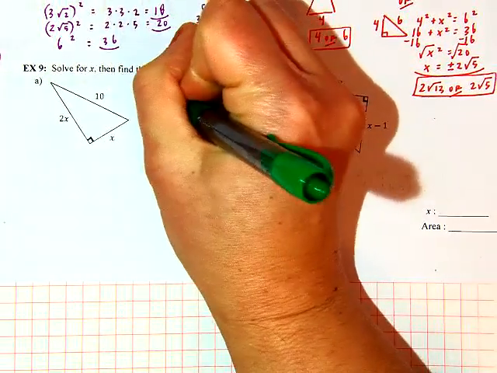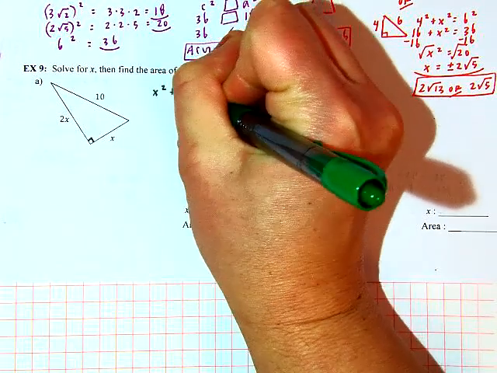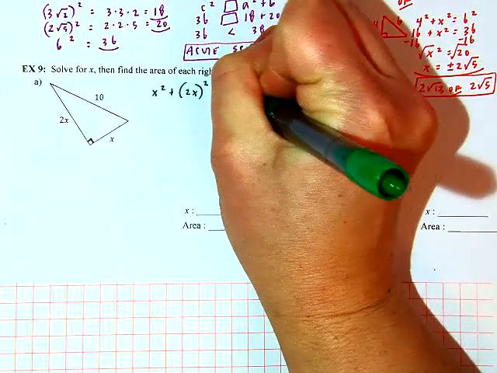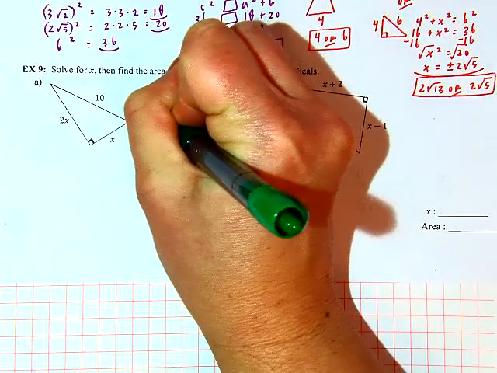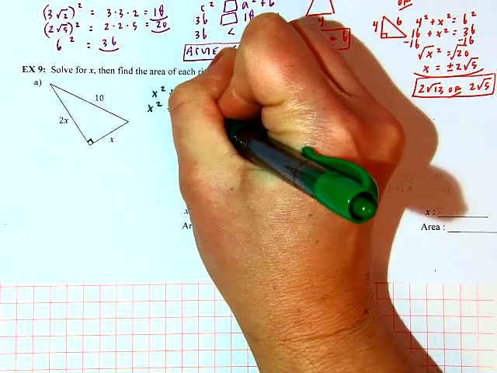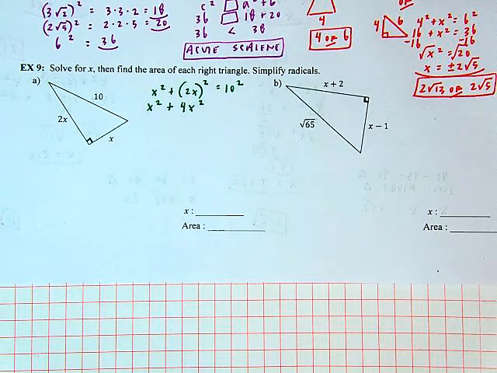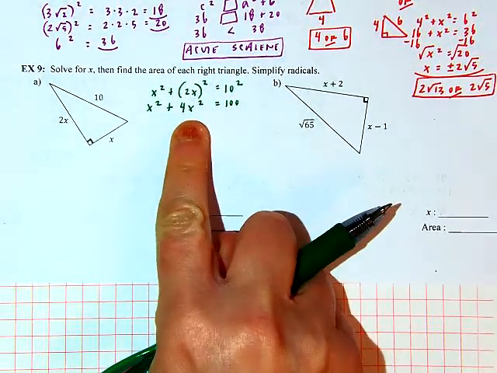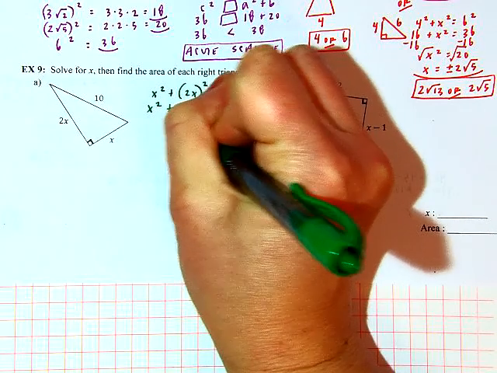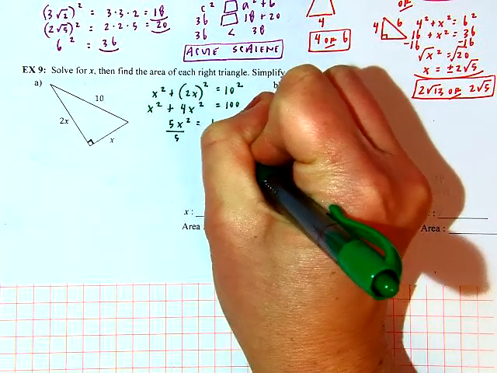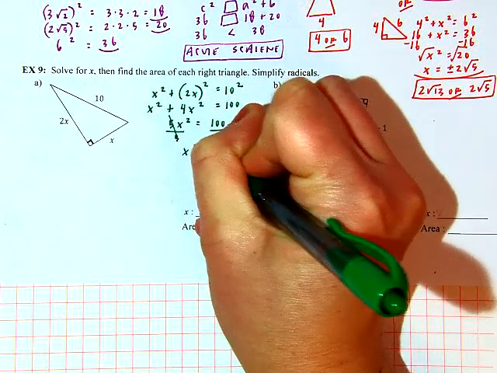So I know that x squared plus 2x as a quantity squared equals 10 squared. So I have x squared plus 2x times itself is 4x squared, right? It's like saying 2x times 2x, right? That's 4x squared, and that gets me to 100. Okay, add together, and we have 5x squared equals 100. Divide by 5. X squared equals 20.